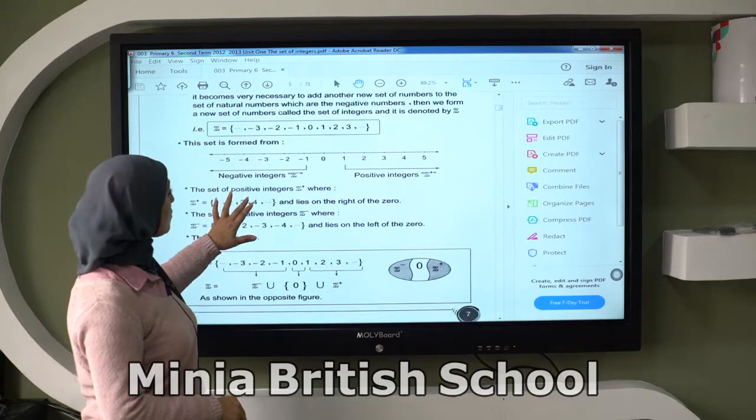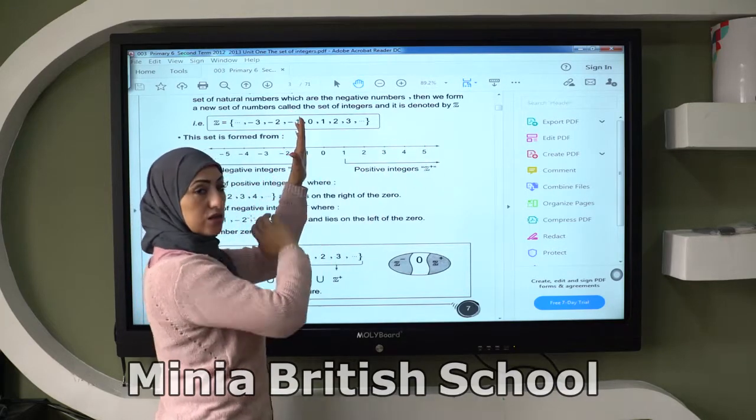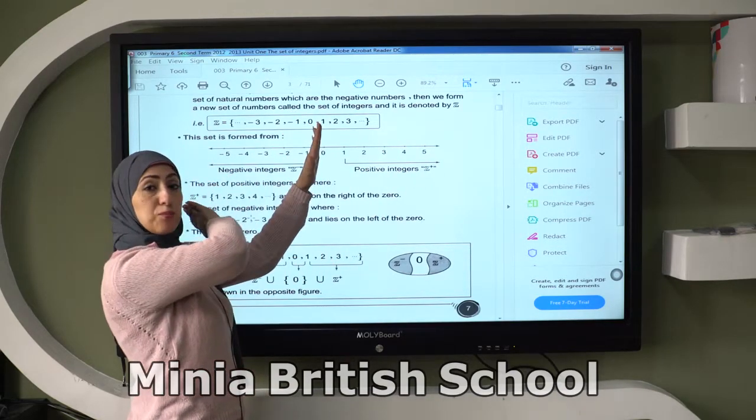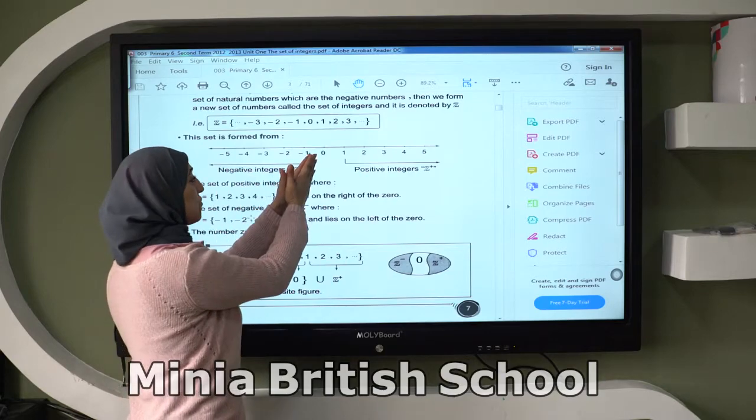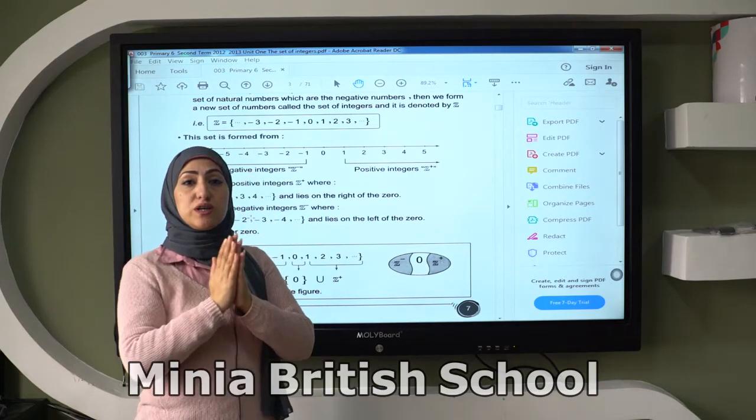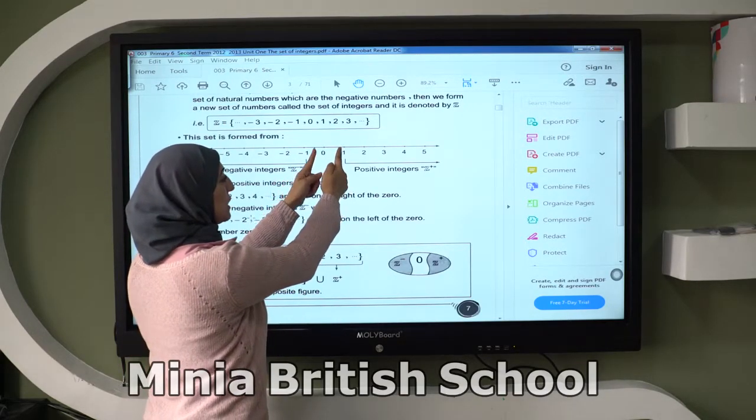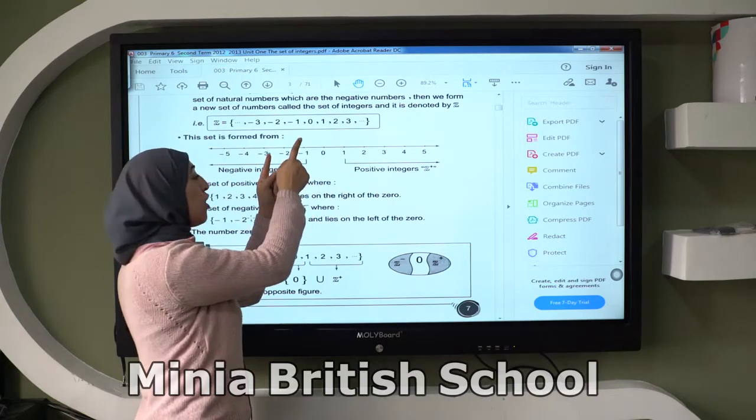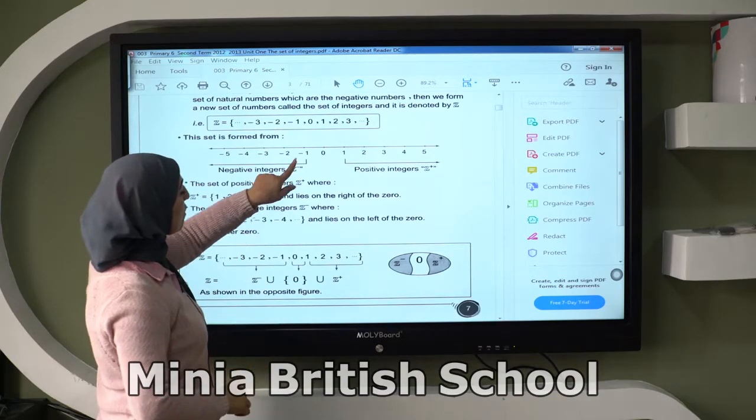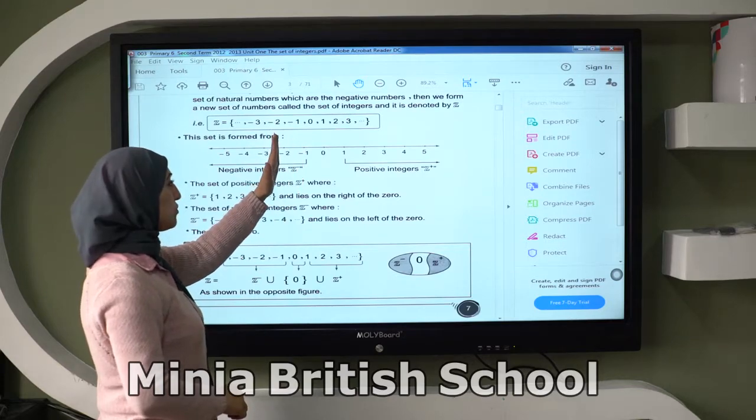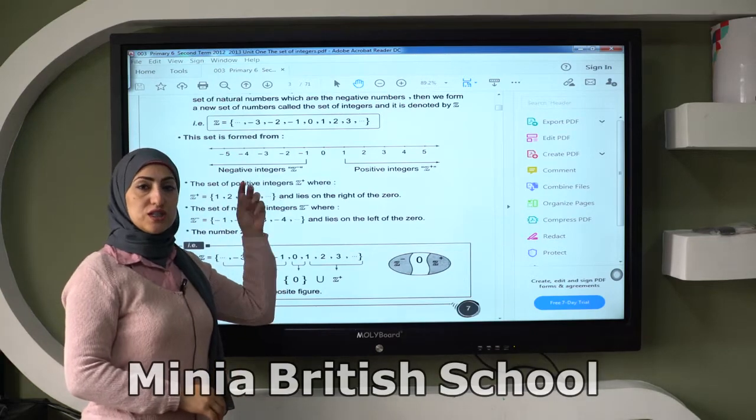So here we have the natural numbers 0, 1, 2, 3 and so on, okay? In the opposite direction of 0 we will write the same numbers but with a negative sign. The distance between 0 and 1 is the same distance on the opposite side, but with the negative sign, okay? So here -1, -2, -3 and so on, and this is called the negative integers.